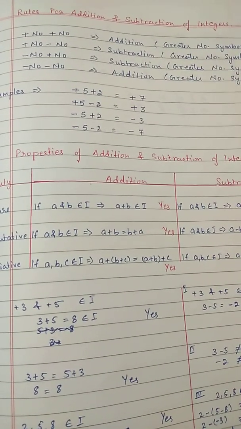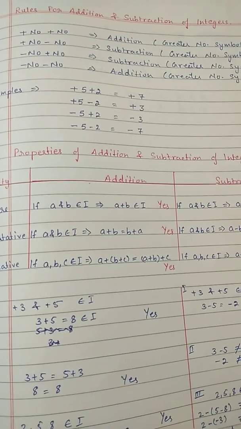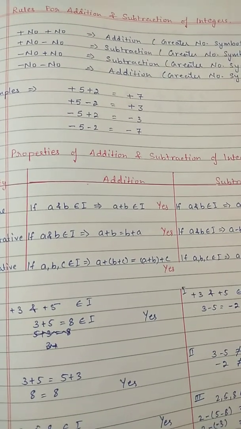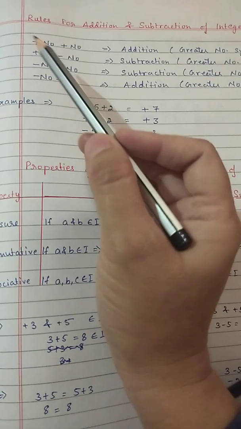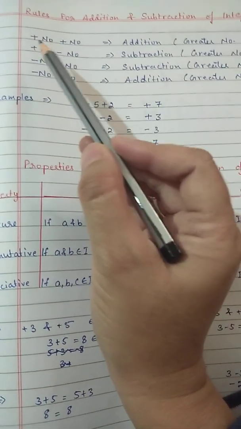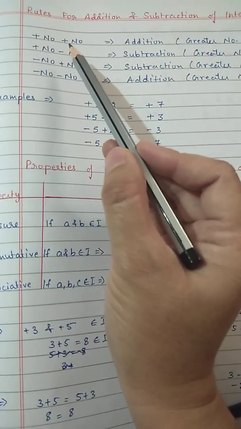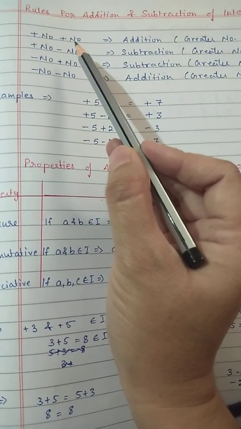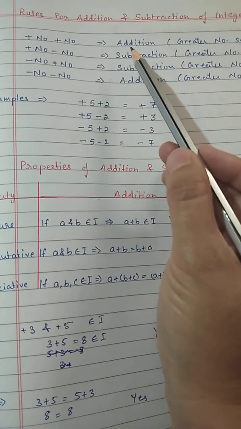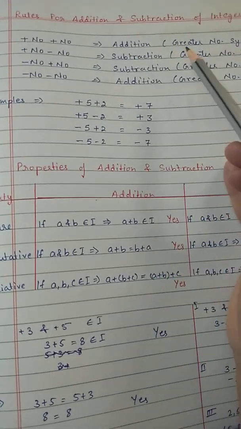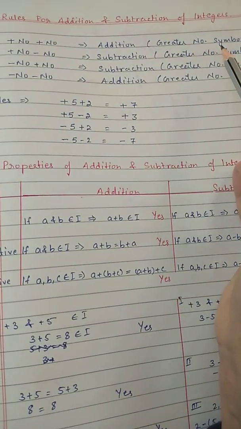We are doing chapter number 1, integers, and today we are going to discuss the rules for addition and subtraction of integers. If we have two integers, the first integer having a plus symbol and the second integer also having a plus symbol, in that case we have to add both integers and the symbol will come from the greater number.